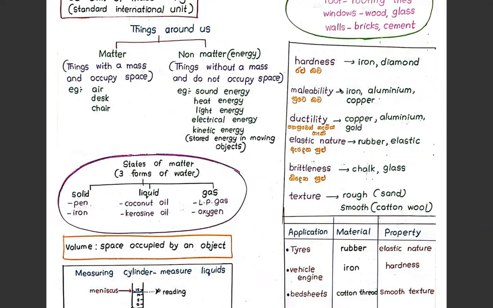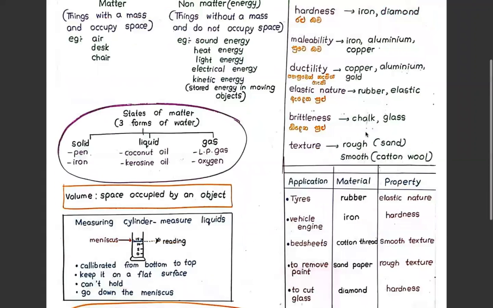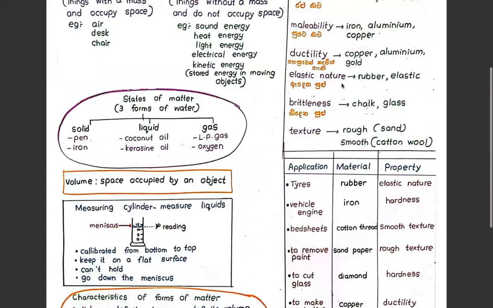Malleability. Which are the thin, smooth ones? Iron, aluminium, copper. Ductility. What can be bent easily? Wires, for example. Copper, aluminium and gold. Elastic nature. In which kind of materials do you have elastic nature? In rubber and elastic bands, you have elasticity. Then brittleness. What are the brittle ones? Chalk breaks when it falls. Glass breaks.